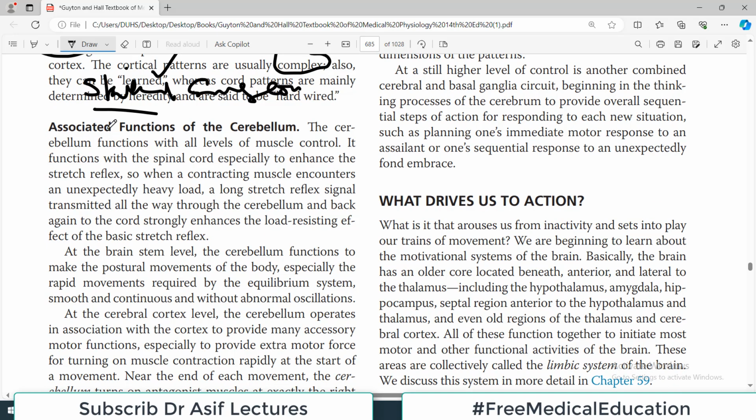Now associated functions of cerebellum, the cerebellum functions with all levels of muscle control. जब ये कहते हैं कि all levels of muscle control, so what basically this means is spinal cord and cerebral cortex and other parts of the central nervous system. It functions with the spinal cord especially to enhance the stretch reflex, या withdrawal reflex.